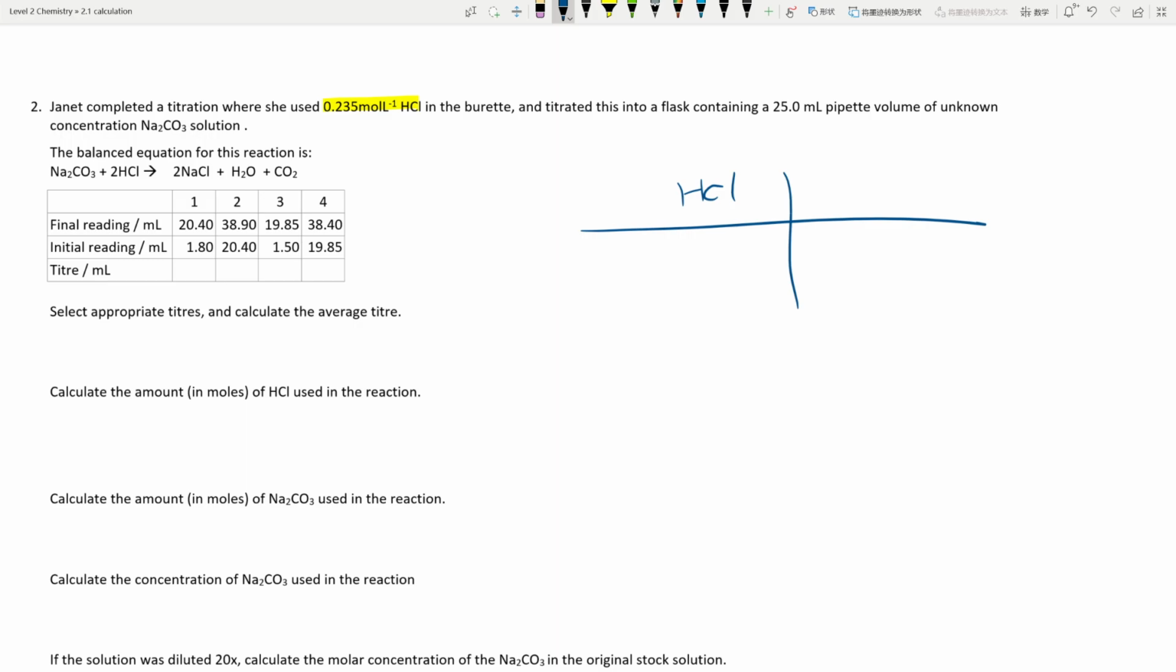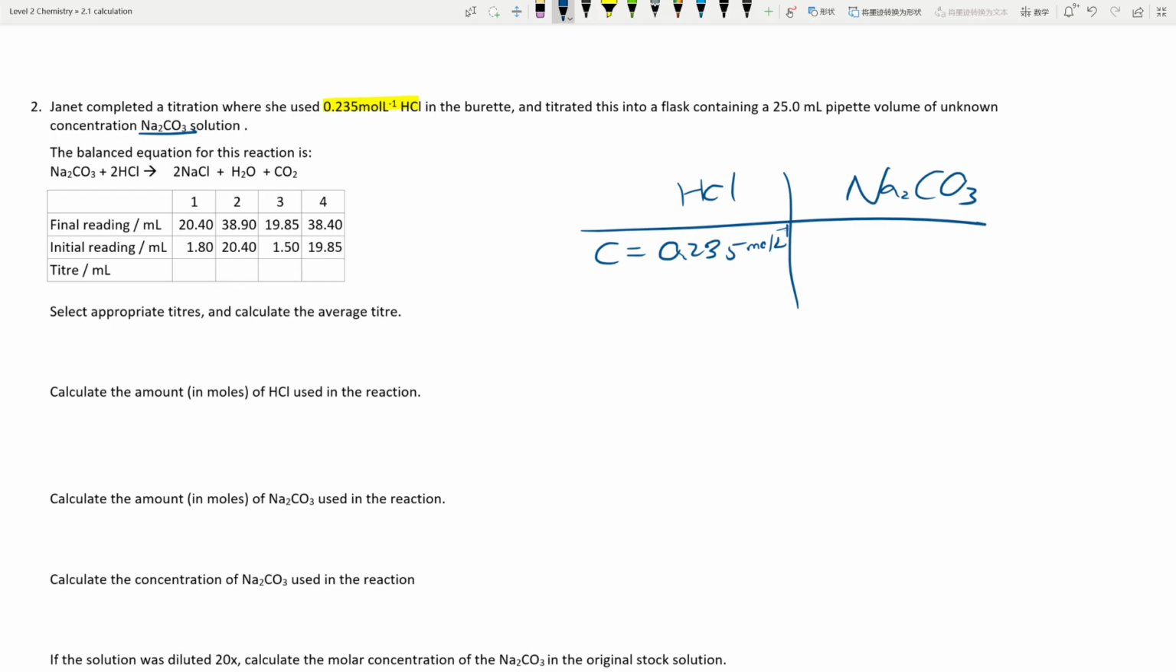What do we do? Unknown concentration Na2CO3. So there we go. So what do I know? Concentration. Just write it down as you go. You can put it down on the back of the booklet or something, or ask for an extra piece of paper.